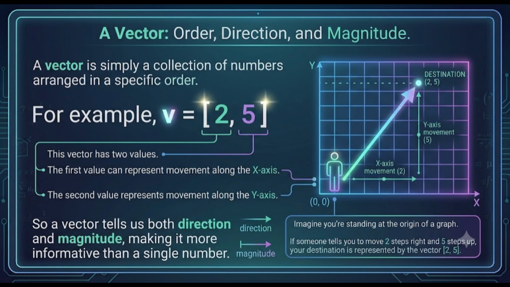Imagine you're standing at the origin of a graph. If someone tells you to move 2 steps right and 5 steps up, your destination is represented by the vector 2, 5. So a vector tells us both direction and magnitude, making it more informative than a single number.